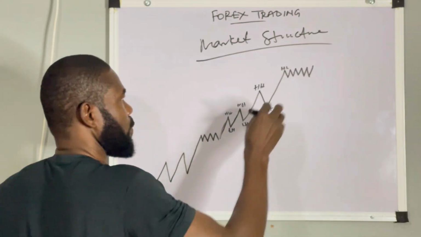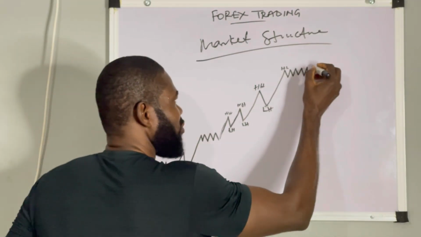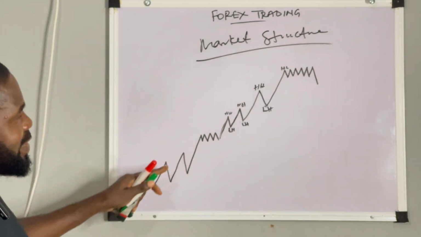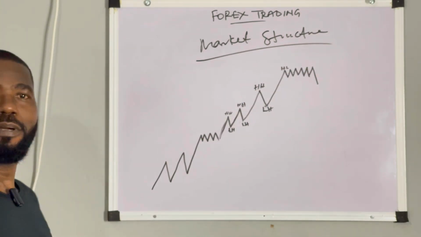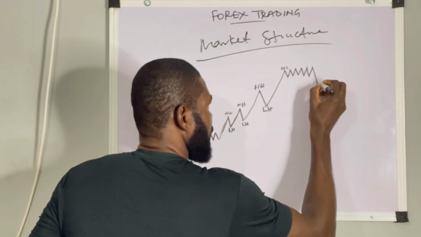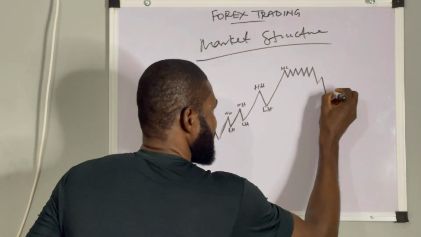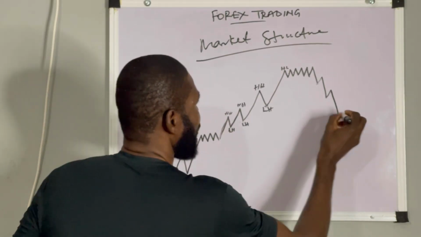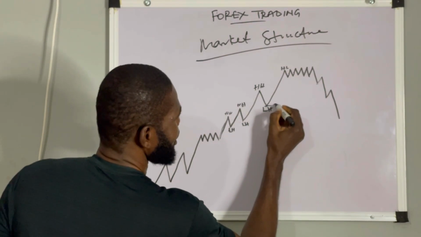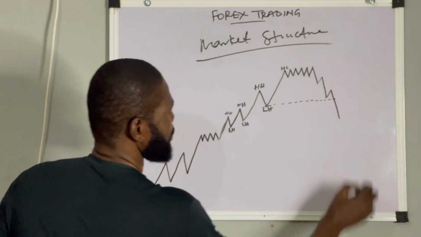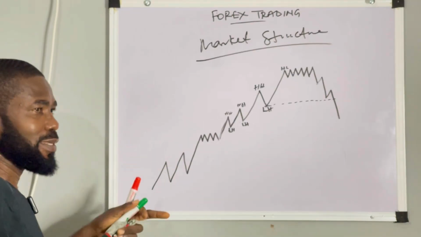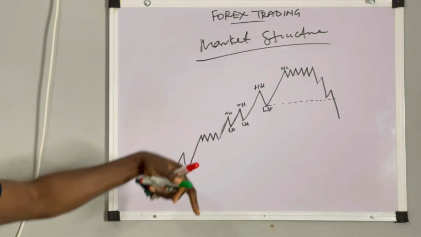So now, maybe the next movement goes like this. This internal structure has been broken, but it has not changed the uptrend. This movement changes to downtrend only after this one is broken. At this point, we say the market has changed direction to downtrend.